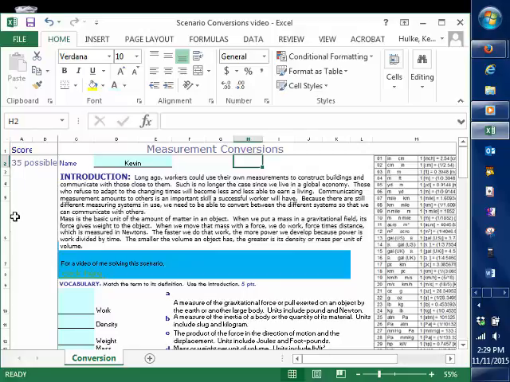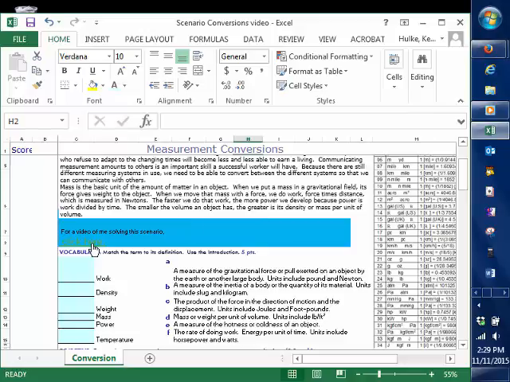Mass is the basic unit of the amount of matter in an object. When you put a mass in a gravitational field, its force gives weight to the object. When we move a mass with a force, we do work: force times distance, which is measured in newtons. The faster that we do work, the more power we develop, because power is work divided by time. The smaller the volume an object has, the greater is its density, or mass per unit volume.